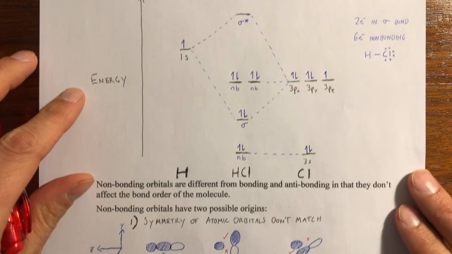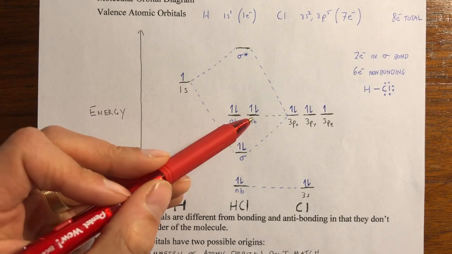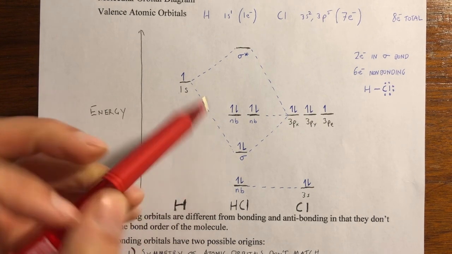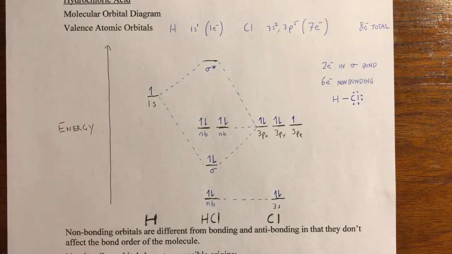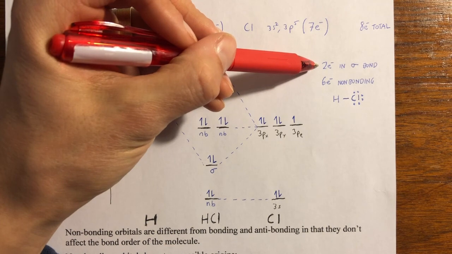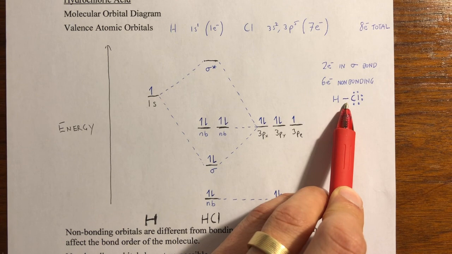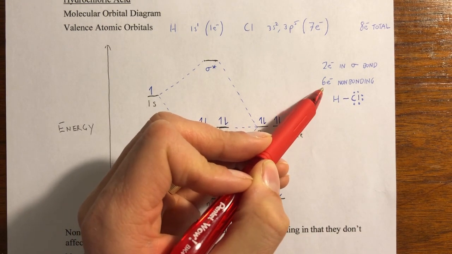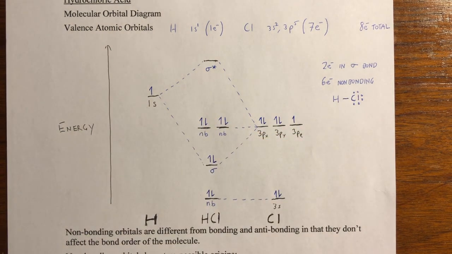Overall, in our molecular orbital diagram, we have 2, 4, 6 electrons in non-bonding orbitals, and we have 2 electrons in a bonding orbital. That's summarized over here. The 2 electrons in a bonding orbital end up being this sigma bond in the Lewis structure of HCl. And our 6 electrons in non-bonding orbitals can be considered these 6 electrons as 3 lone pairs, also shown in the Lewis structure.